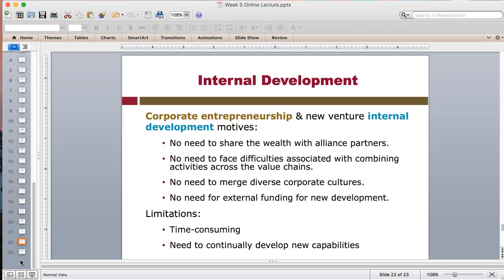One is to go buy somebody who's already offering that product, potentially repackage or rebrand it, or you can do it internally. You don't have to worry about alliance partners. You don't need to merge corporate cultures. You just do it internally. And the main reason that people don't do that is that it's time consuming. It usually takes a while, and maybe by the time you realize you need to do it, it's too late and you really would be better off partnering up. Also, you do need to constantly be adding new capabilities if you're going to try to do everything internally.